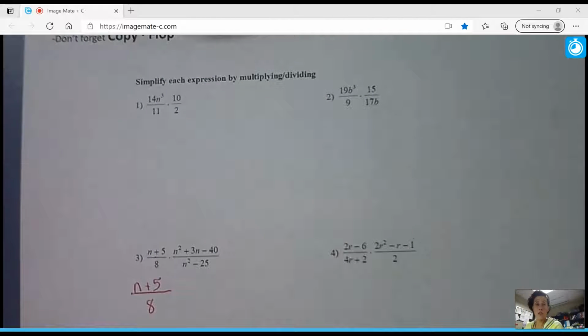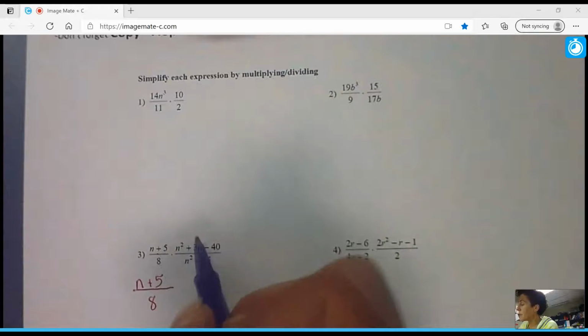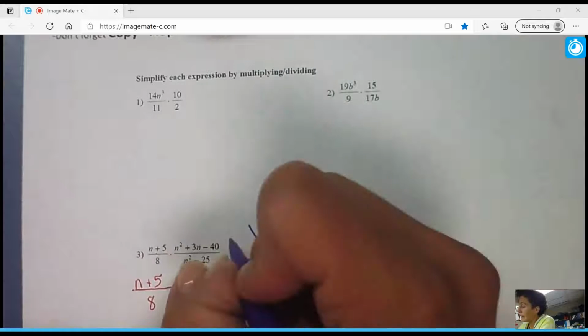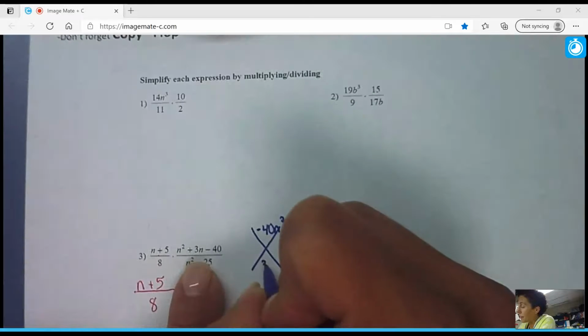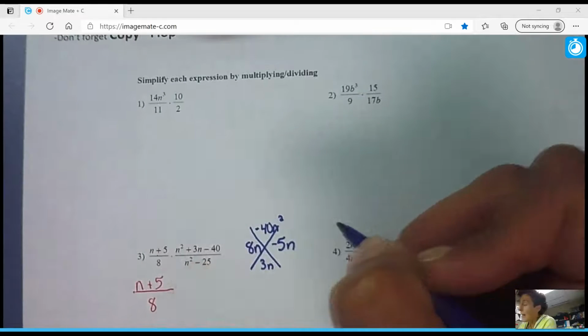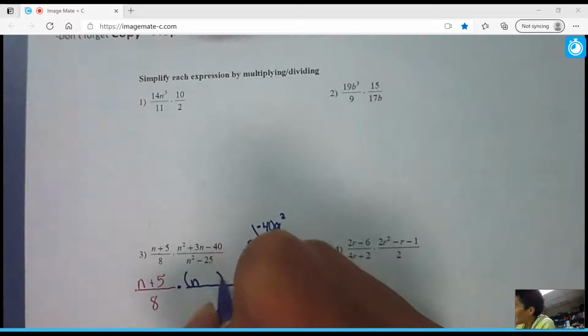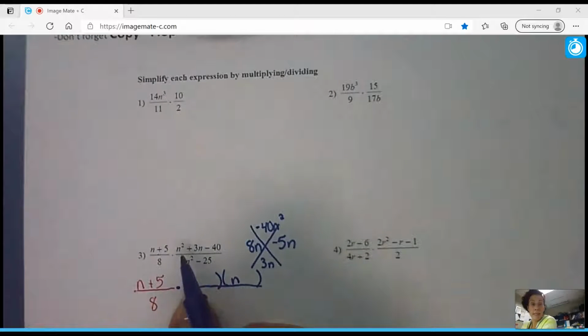My second fraction, though, I'm going to factor. So the first thing I'm going to look for is a GCF, which this one doesn't have. So I'm going to make my x for the numerator, and I need factors of negative 40 that get me to 3. And that's going to be an 8 with a negative 5. And now I can go to my parentheses, drop some n's in. And n times n is all I need to get to n squared.